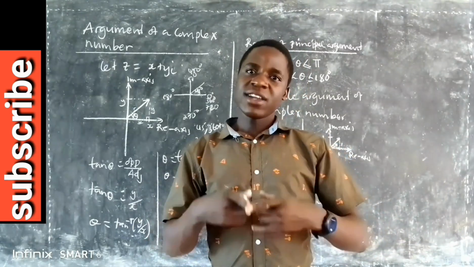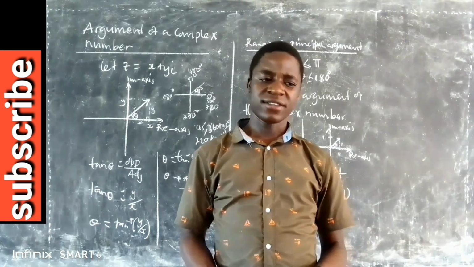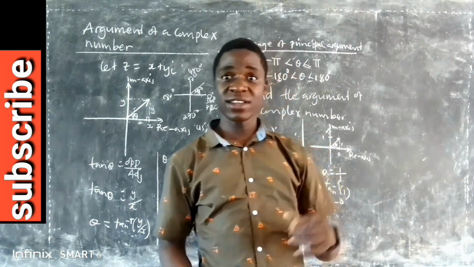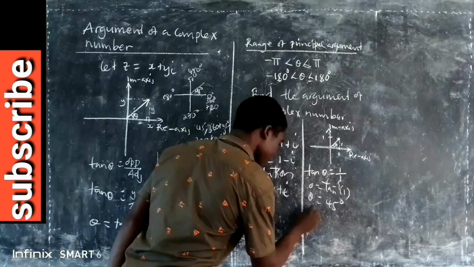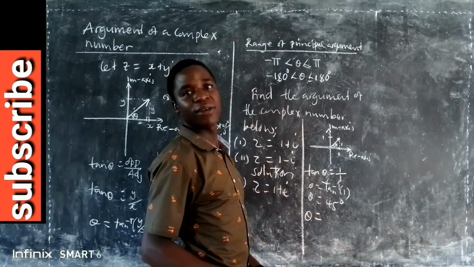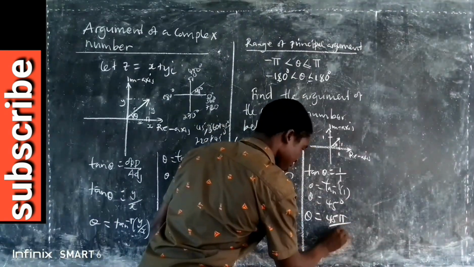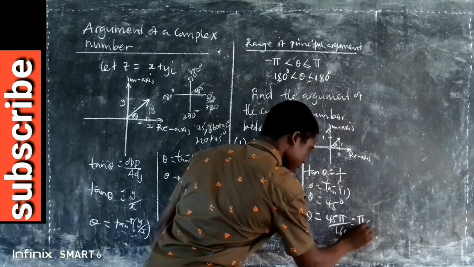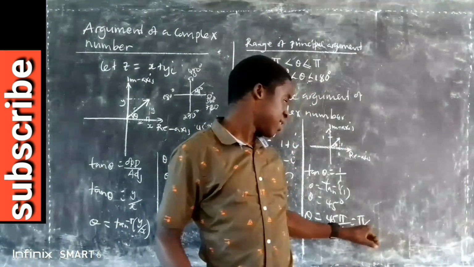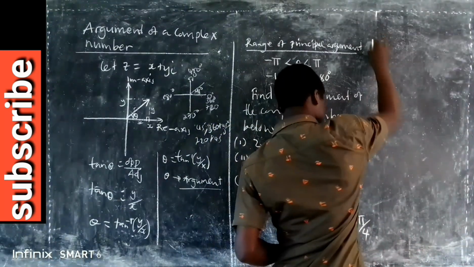So after getting the principal argument, we always advise people to take it to radians. It is always advisable to take it to radians. So after taking it to radians, theta will be equal to, how do you take it to radians? You take the angle times pi over 180. 45 degrees times pi over 180, which is pi over 4. So you are getting pi over 4. This one is our argument in that case. So you conclude by saying that our argument.